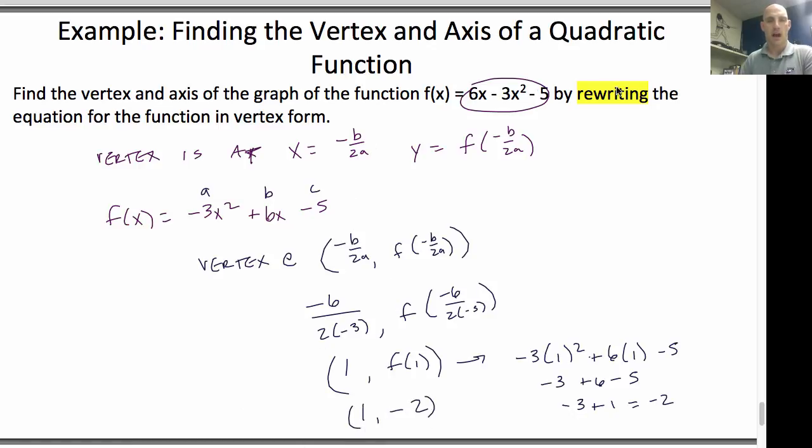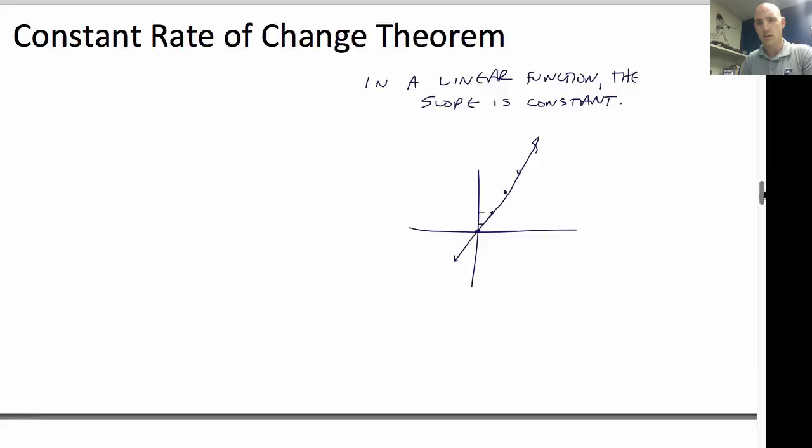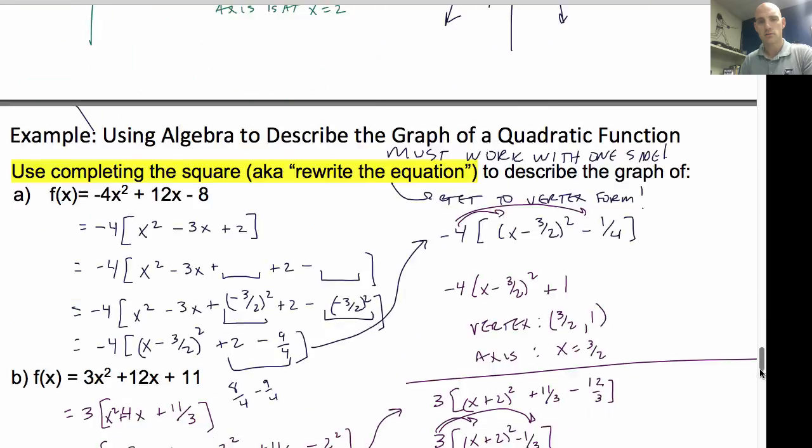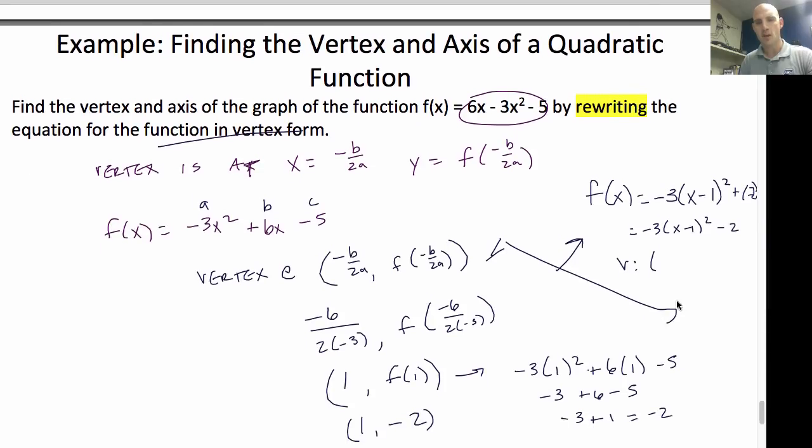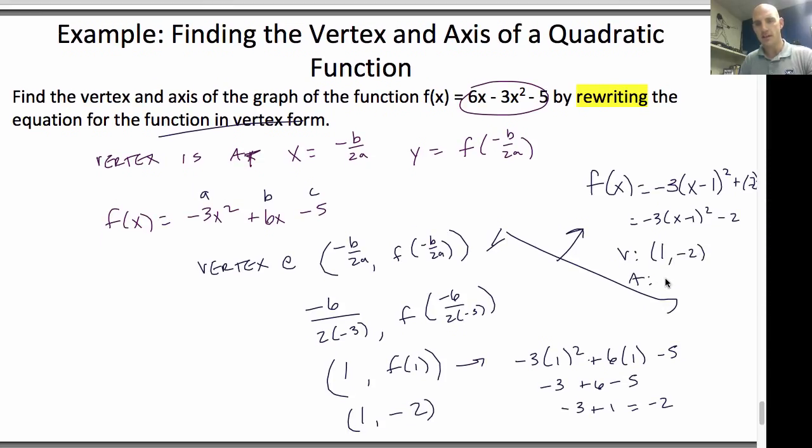So what's my function? I want to rewrite the function in vertex form, so I can use all the information I just made. F of x is equal to, my a is negative 3, times x minus 1 squared plus a negative 2. That's my vertex form. So f of x is negative 3 times x minus 1 squared minus 2. So my vertex is at 1 comma negative 2, and my axis is at x equals 1.